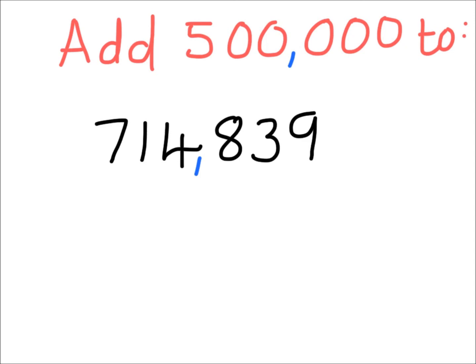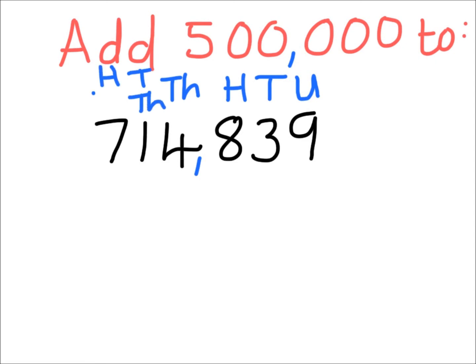Does it have a decimal place? No. Therefore my last digit, the 9, is my units digit. I can now place those in. I've got my units, my tens, my hundreds, my thousands, my tens of thousands, and my hundreds of thousands. Now I'm being asked to add 500,000 to the number that you can see in black, 714,839. Now, the only digit that's going to change, the only place value column that's going to change, is my hundreds of thousands.